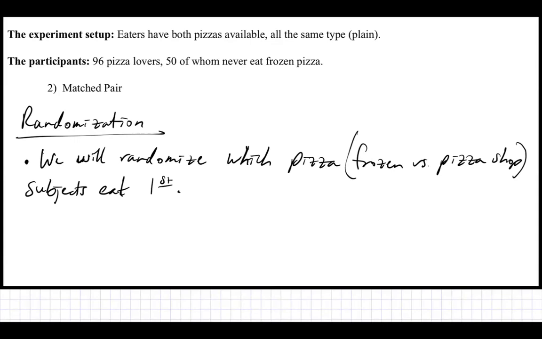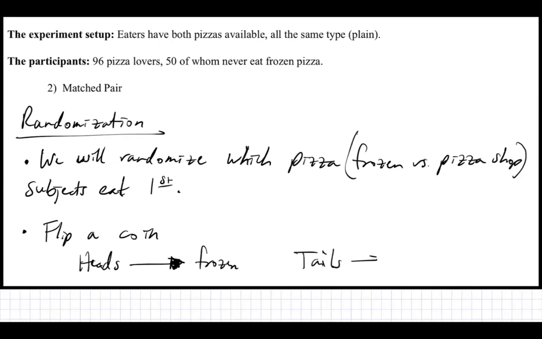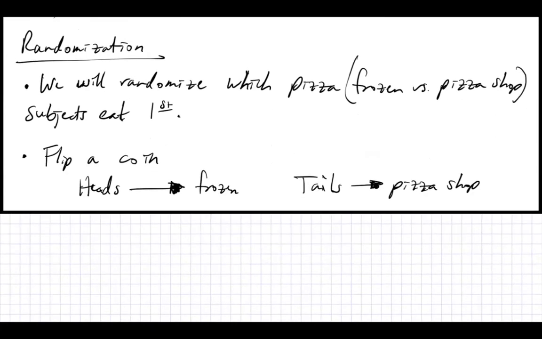We could flip a coin, yeah. I would think that's the easiest way. Probably we would assign heads to be frozen pizza and tails to be pizza shop pizza. So flip a coin. Just make sure you label which one. So heads will be frozen, tails will be pizza shop. Okay. That's the only place we would need to do randomization.